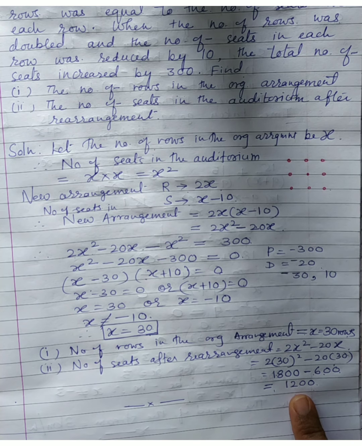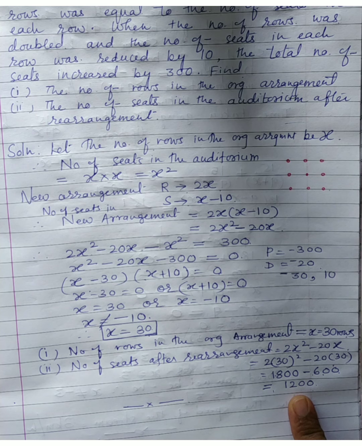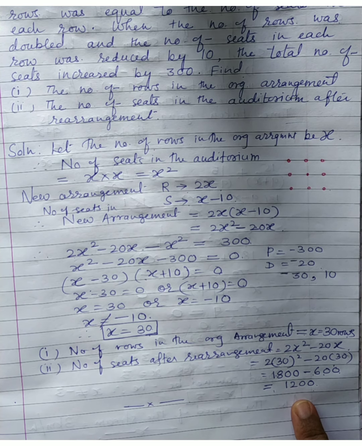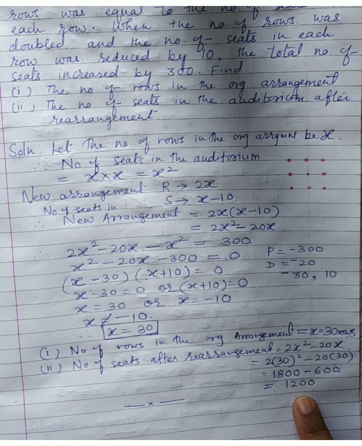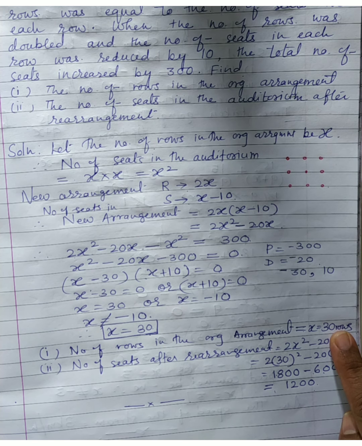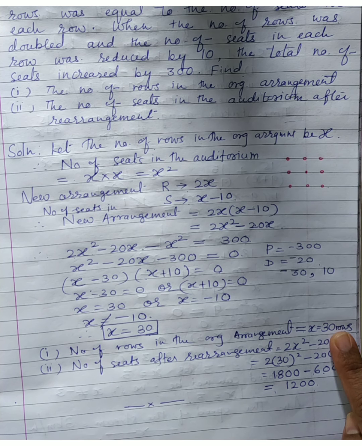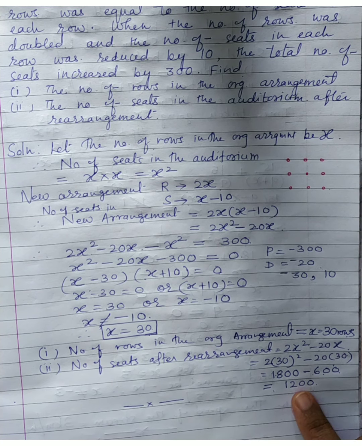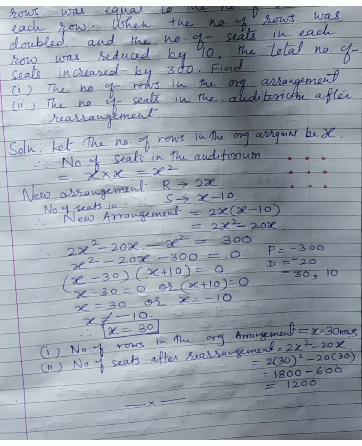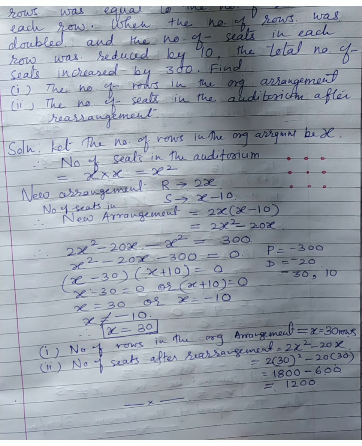So the difference is what? 1200. So after the rearrangement, the number of seats has become 1200. You can also check the answer, children. The new number is 1200. Originally how many rows were there? 30. So what was the number of seats? 30 square, that is 900. So 1200 minus 900, what is the difference? 300. That satisfies the condition given in the question.